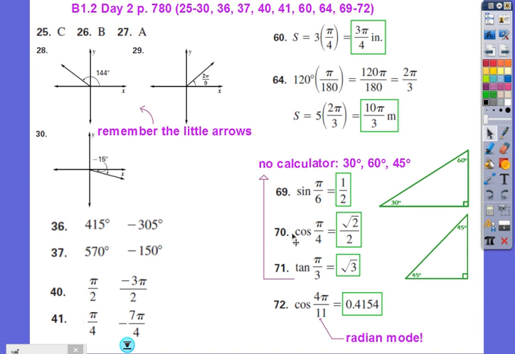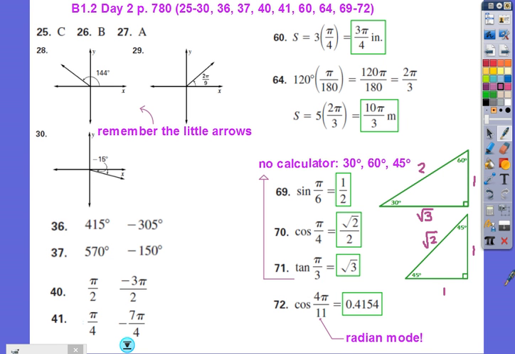On 69 through 71, you should have used no calculator. The reason was because all of those angles were one of our special right triangles. Our 1, 1, square root of 2 for the 45, 45, 90, and our 1, 2, square root of 3 for the 30, 60, 90. So you could have gotten all 3 of those answers from that.